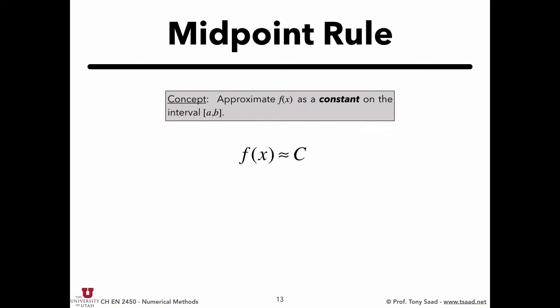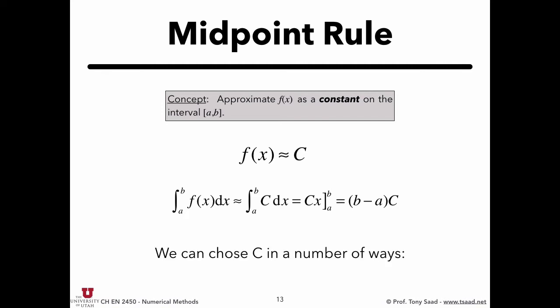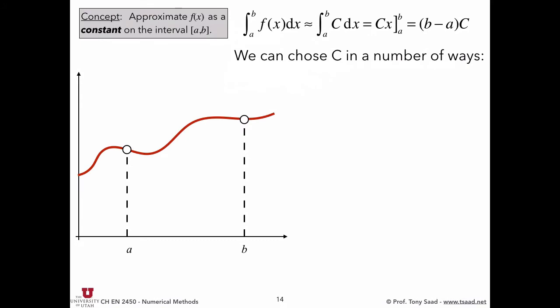So we write f of x equals c, a constant. Therefore, the integral of f of x between a and b becomes the integral of that constant, which is nothing more than c times (b minus a): the width of the interval times the height. Now the question is, how do you select this constant? There are numerous ways. The three most popular are given by what we call the left, right, and midpoint rules. So we start with the first way.